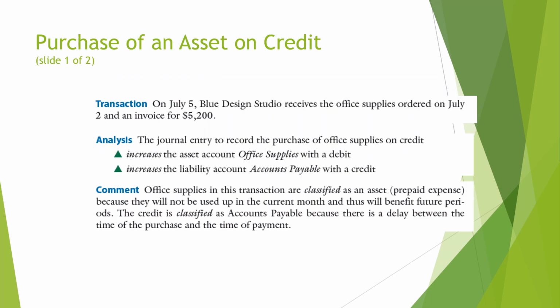On the 5th, Blue Design Studio receives the office supplies ordered on July 2nd and an invoice for $5,200. Now something has happened. Now we have supplies worth some money. So our supplies increases. But since we got an invoice for it, we can see that we didn't pay it yet, so our cash isn't affected yet. Instead, we're going to promise to pay it. So that's a liability called accounts payable. So our office supplies goes up, and our accounts payable goes up. Now notice you can make two things go up, but one has to be a debit, one has to be a credit. So let's go to the next slide and we'll see how that did in fact happen here.